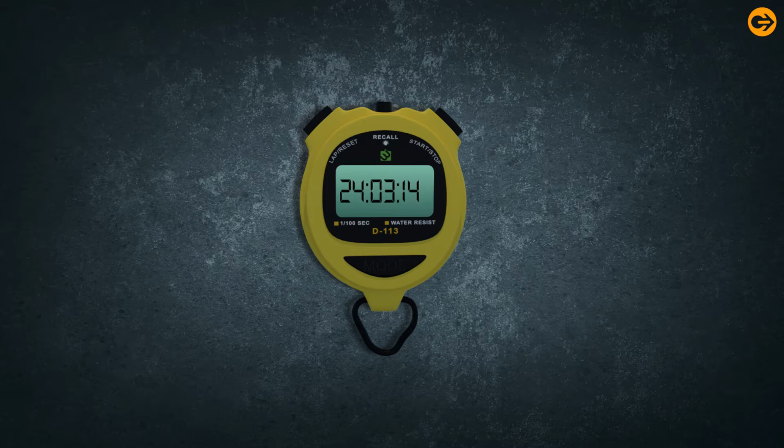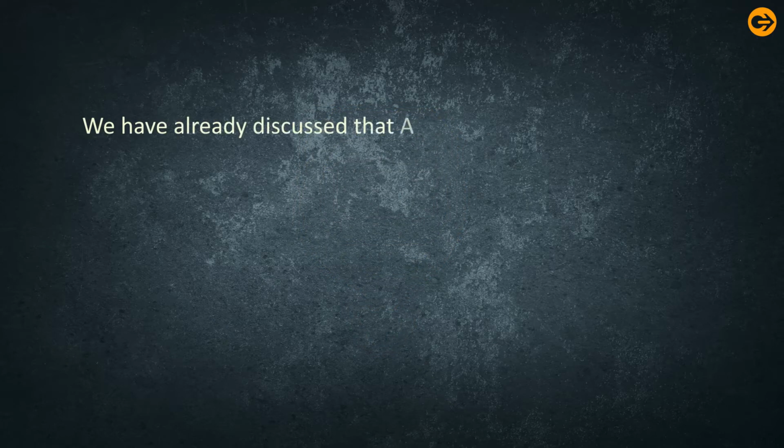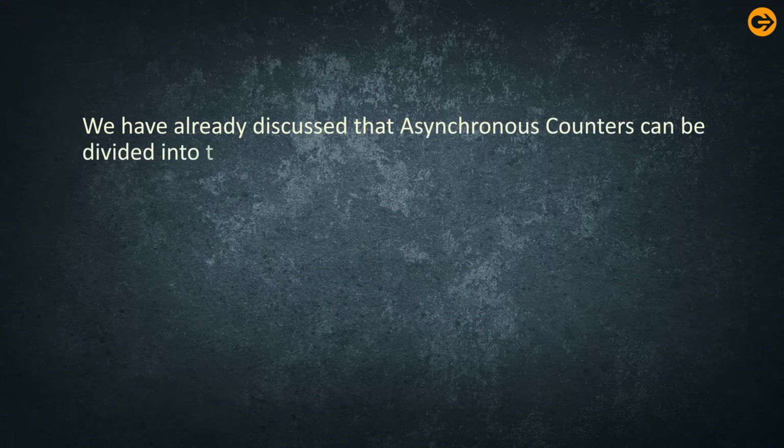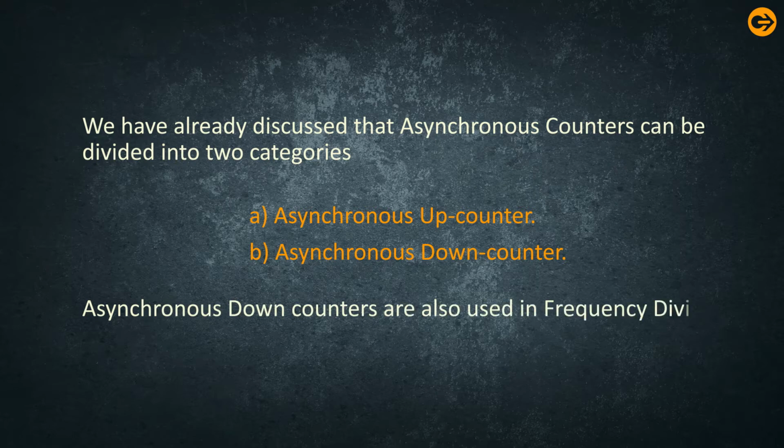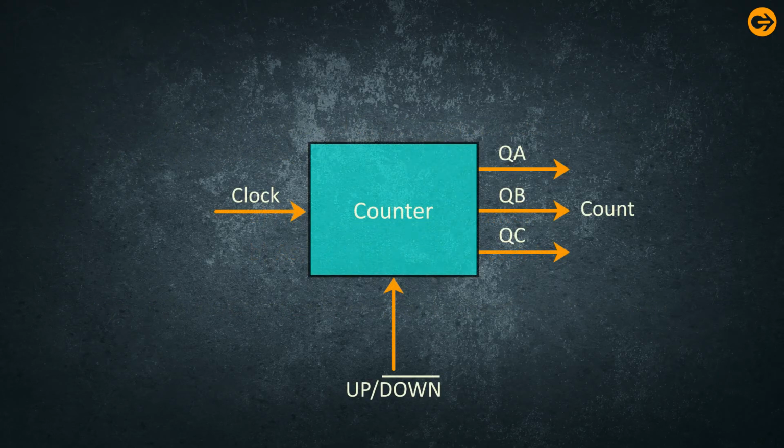Now, have you ever wondered how digital stopwatches count down the time? This is where asynchronous down counters come into play. We have already discussed that asynchronous counters can be divided into two categories: asynchronous up counter and asynchronous down counter. Asynchronous down counters are also used in frequency dividers. Here, we will briefly discuss the asynchronous down counter.